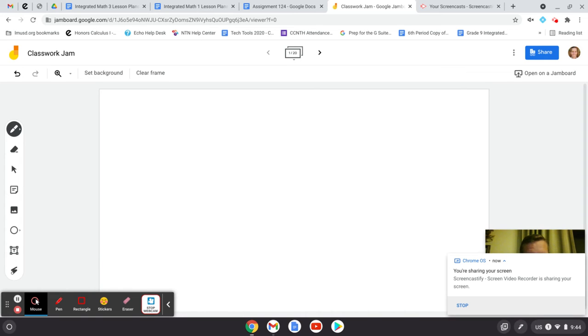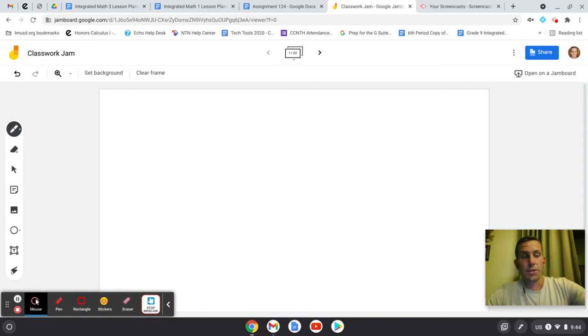Hello, Integrated 1 students. So today we're going to be doing the second to last lesson on polyhedra and their properties. Just as a reminder, a polyhedron is any three-dimensional object whose faces, the outside of it, are made up of polygons. So this tea canister, for example, would be an example of like a square prism, maybe. So this is an example of a polyhedron.